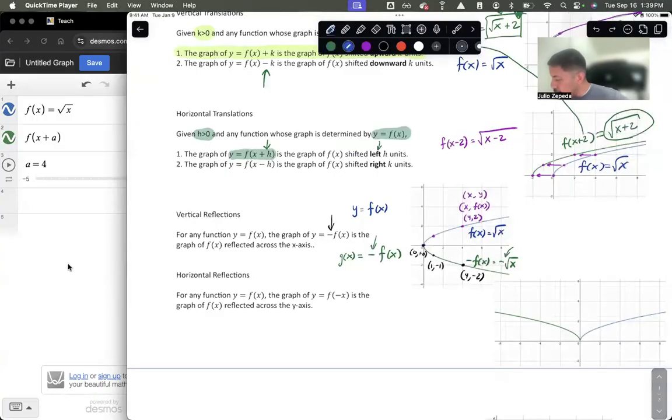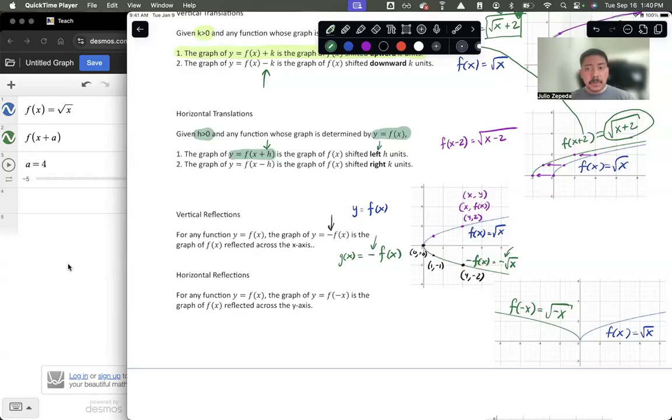When we have the function f of x equals the square root of x, if we want to reflect this horizontally about the y-axis, then we're going to look at f of negative x. We'll put that negative inside of the function. So this is going to look like the square root of negative x, or the square root of the opposite of x. Okay, that's what is going to result there.